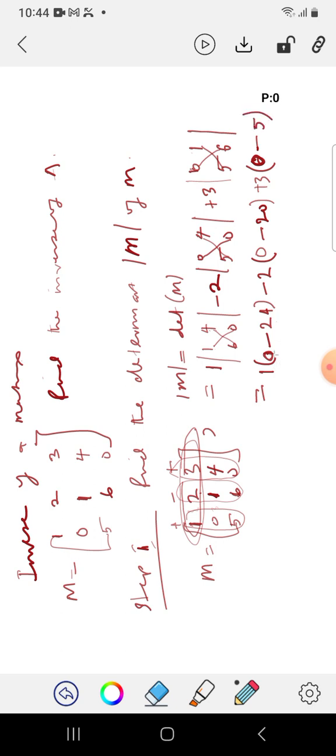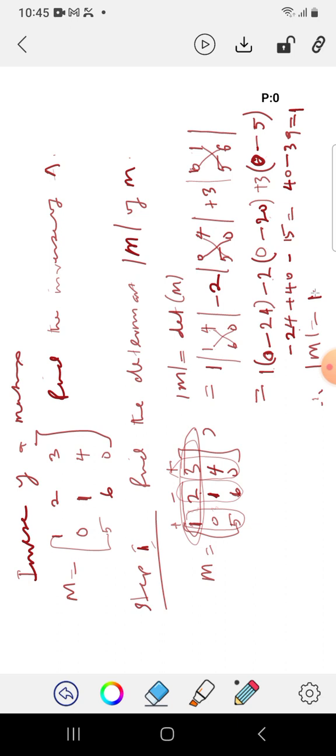So when you resolve this one, it's going to be minus 24 times 1, which is minus 24. 0 minus 20 is minus 20, times minus 2, that's plus 40. Then 0 minus 5 is minus 5, times 3, that's minus 15. So this is going to be something like 40 minus 39, which is equal to 1. Therefore the determinant of M equals 1. That's very, very important.